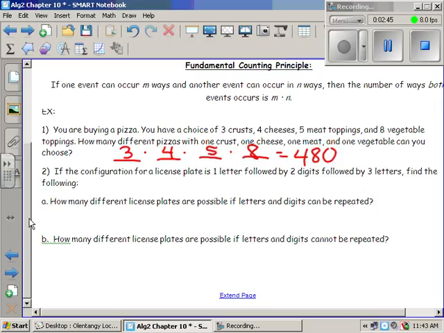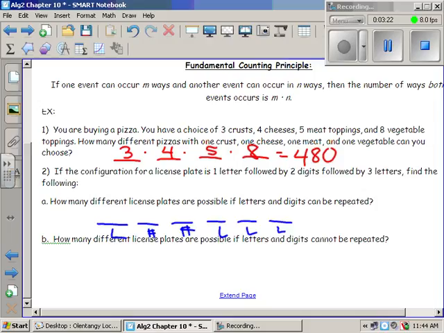All right. Here's another example, kind of a famous one with license plates. You're still going to do the same thing. You make a blank for each column. So if we have a license plate that has 1 letter, then 2 numbers, and then 3 letters, that's letter, number, number, letter, letter, letter. How many different license plates can we make if the digits can be repeated? That means you could have A99AAA, you could just repeat them all.